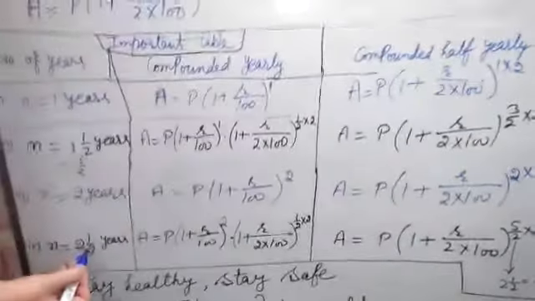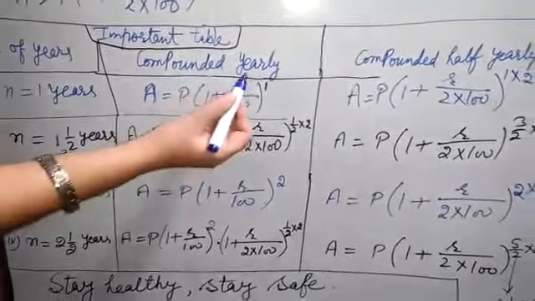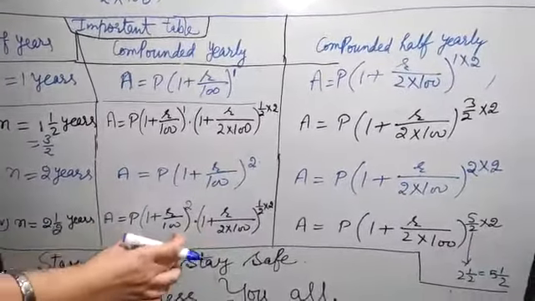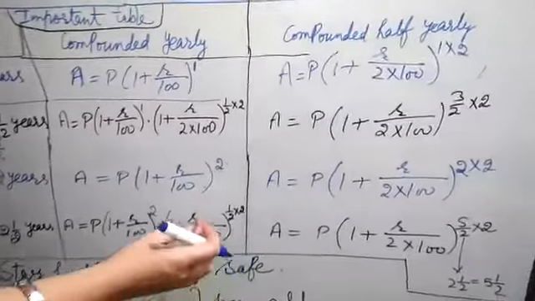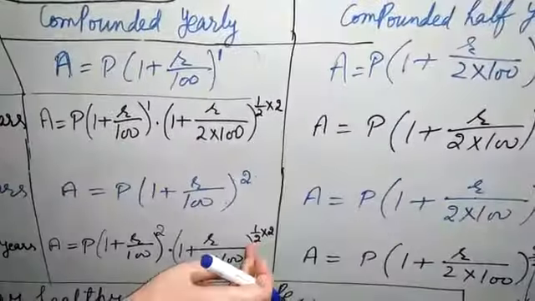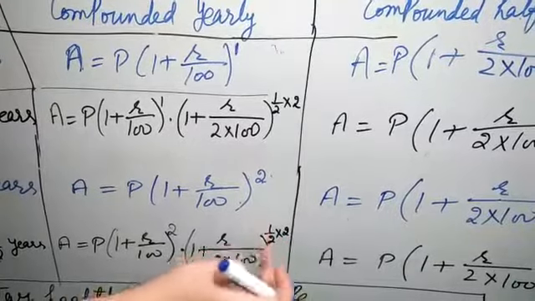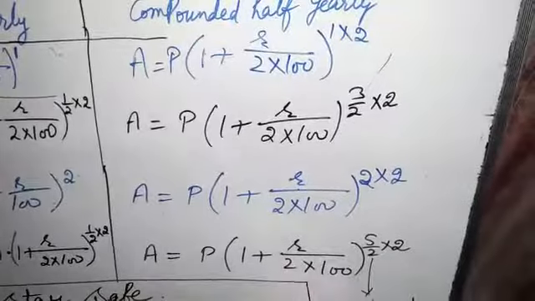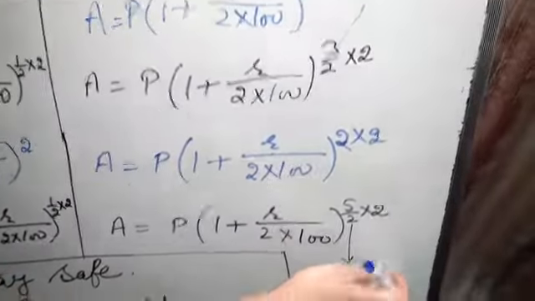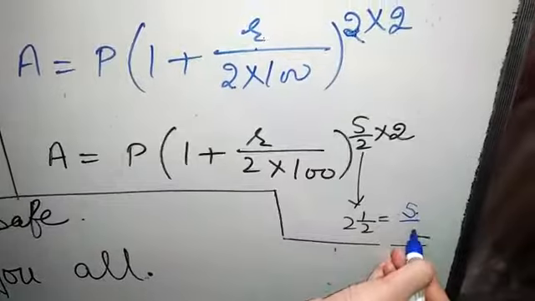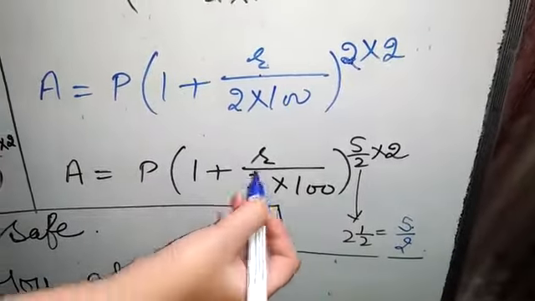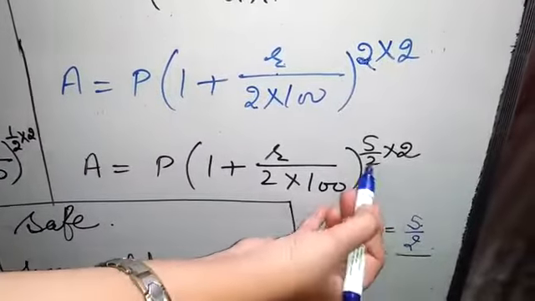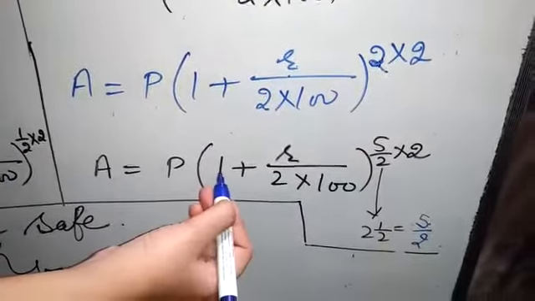Now N is 2.5 years compounded yearly. First you will apply the formula for 2 years, simple. Then for the half year, the time is multiplied by 2. And the next, here you can see 2.5 stands for 5 by 2. So directly R is divided by 2 and the time, that is 5 by 2 years, is multiplied by 2. So you can use this formula.